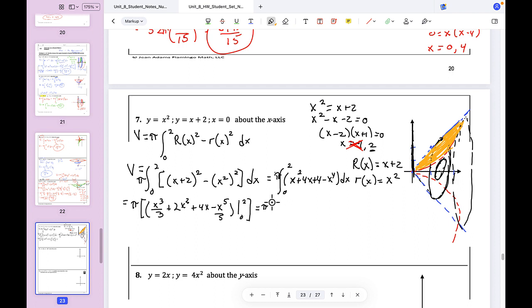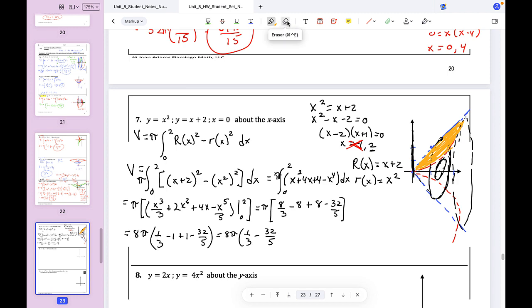So that's going to give me pi times, substituting 2 in there, 8/3 minus 8 plus 8 minus 32 over 5. And again, this is a non-calculator section, so I'm going to do that same trick again. I'm going to factor an 8 out of there, and that's going to give me 1/3 minus 1 plus 1 minus 32 over 5, okay, which is 8 pi times 1/3 minus 32 over 5.